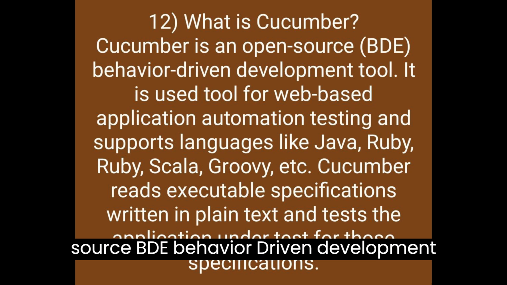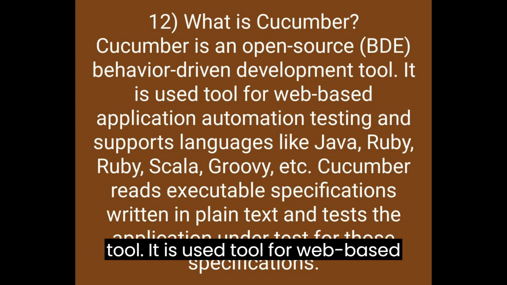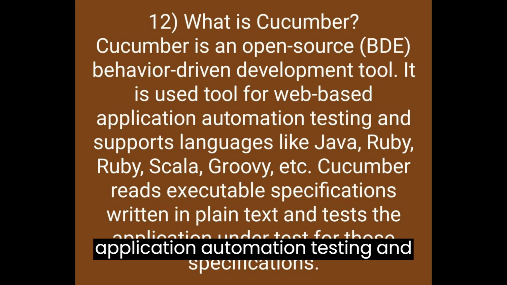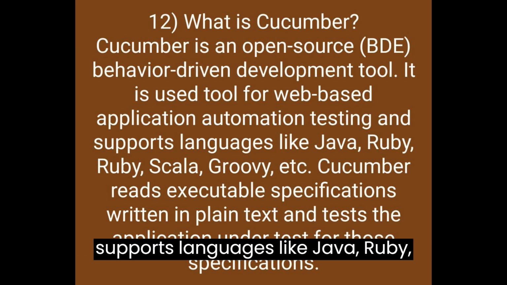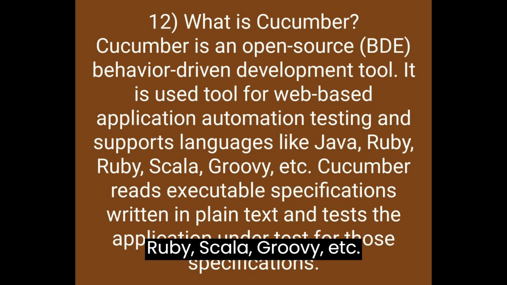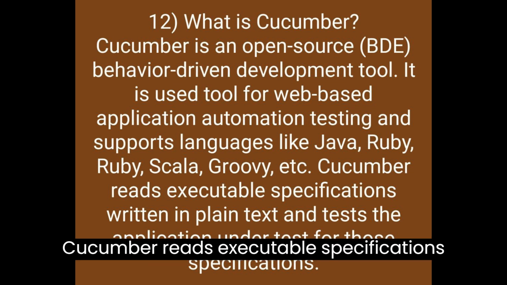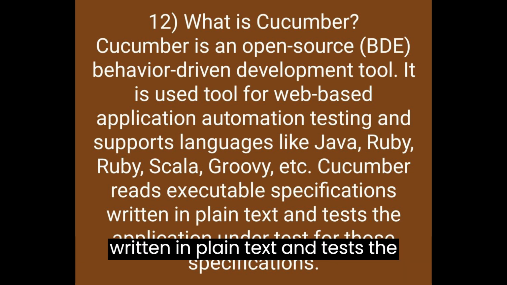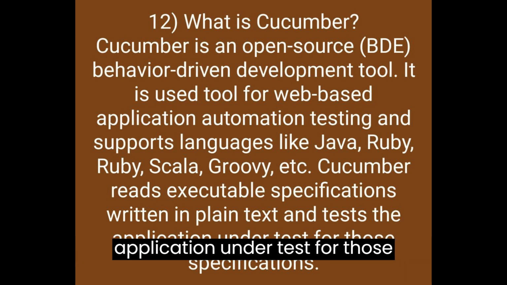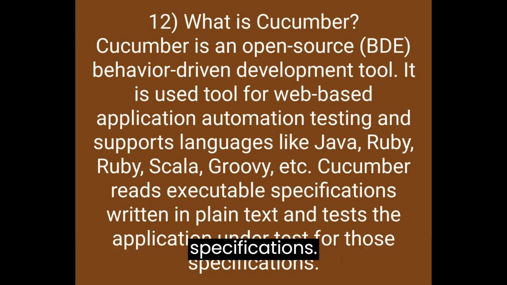12. What is Cucumber? Cucumber is an open-source, BDD, behavior-driven development tool. It is used for web-based application automation testing and supports languages like Java, Ruby, Scala, Groovy, etc. Cucumber reads executable specifications written in plain text and tests the application under test against those specifications.